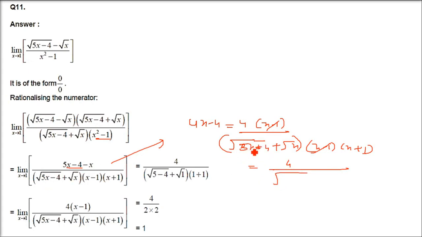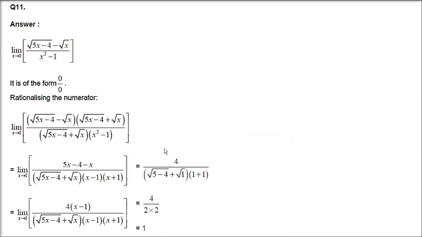Now just put x as 1. So under root 1, because 5 minus 4 is 1, under root 1 and under root 1 is 1, so 1 plus 1 is 2. So you have 4 by, this is 2 into 2. So 4 by 2 into 2 is 4 by 4, that is 1. 1 is going to come.